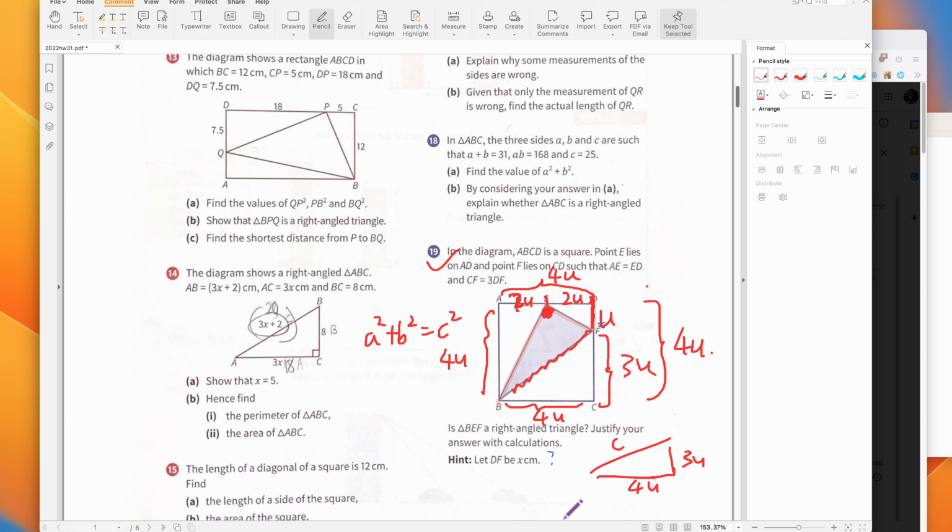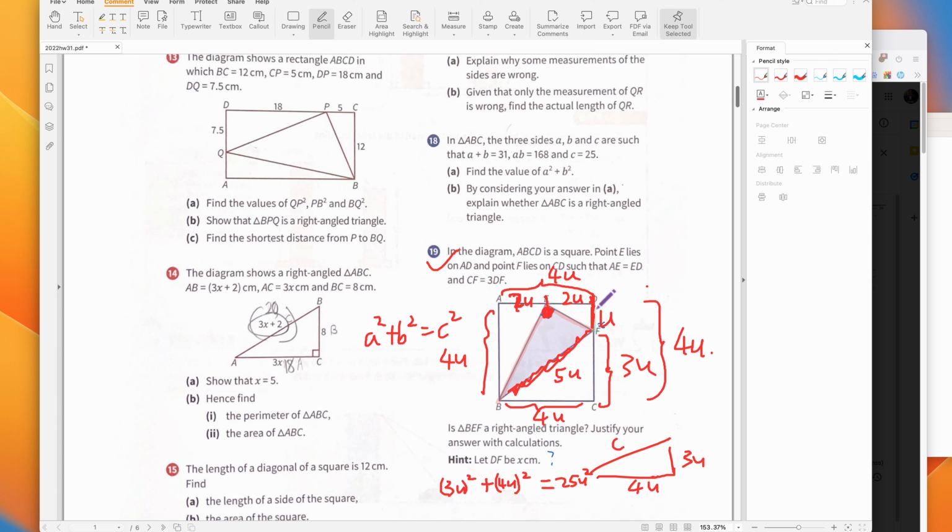You can find out this c, right? Which is this one. Am I right? So you have 3u plus 4u equals to something, which is 9 plus 16 is 25u squared. So you do the square root of it, it is 5u. So this is 5u. Okay? So far so good?